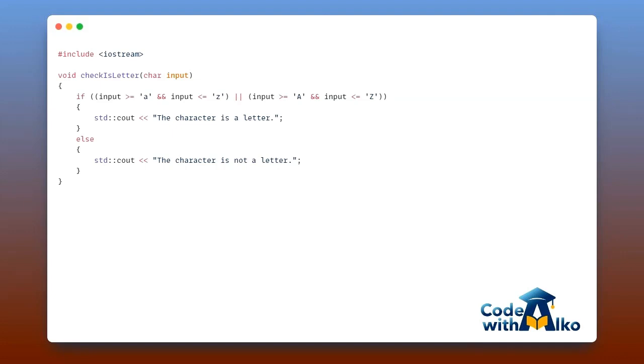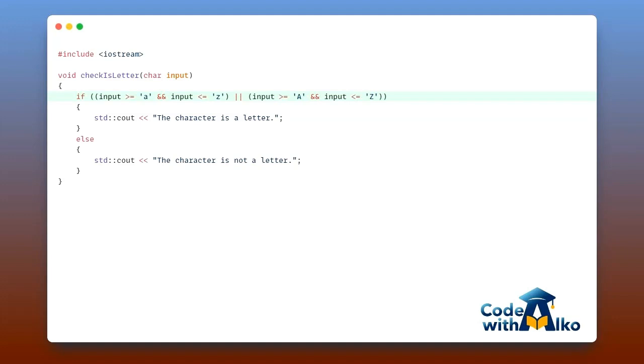Here's what's going on here. We have a straightforward function called checkIsLetter that accepts a single character. The key part is the if statement inside, that's really the heart of the logic. It checks if the input character falls within the range from lowercase a to z, or if it doesn't, it checks whether it falls within the range from uppercase A to Z. Now let's think about this for a second. This seems perfectly logical, doesn't it?